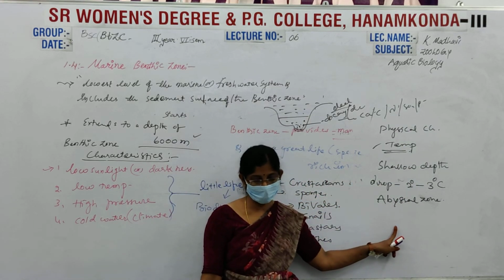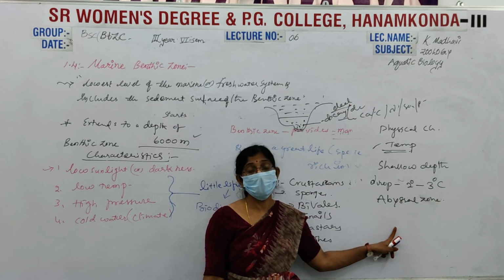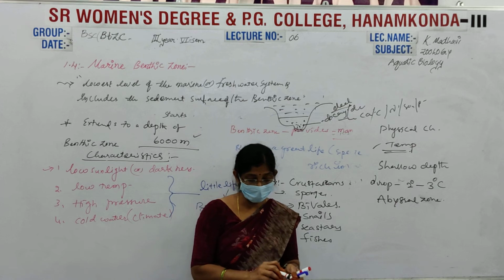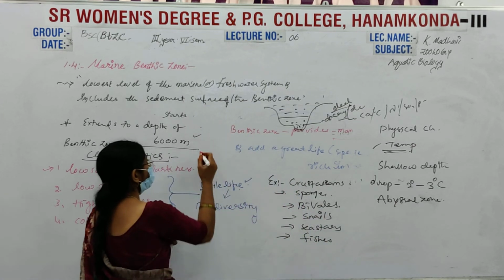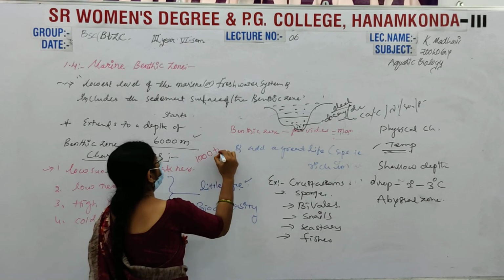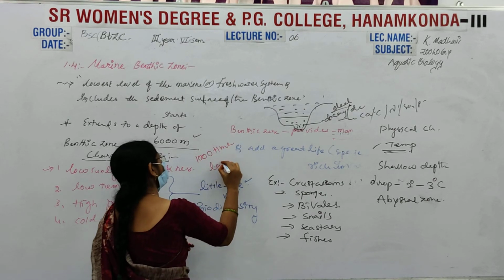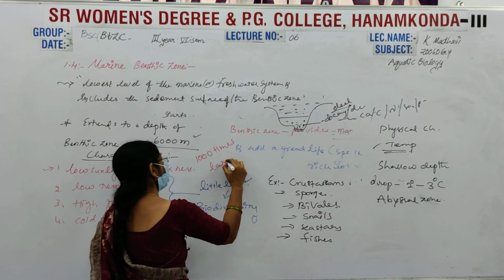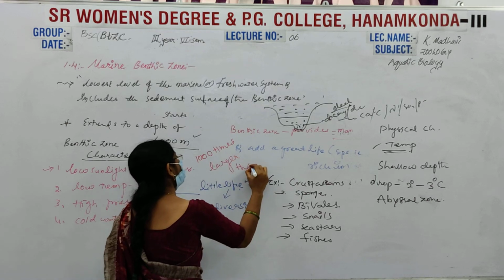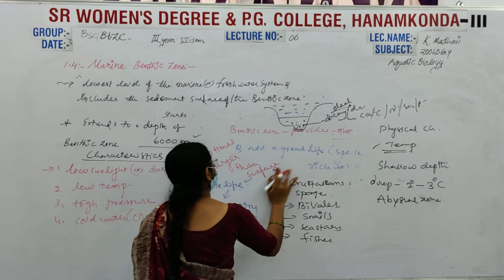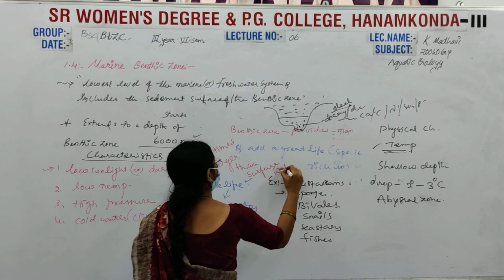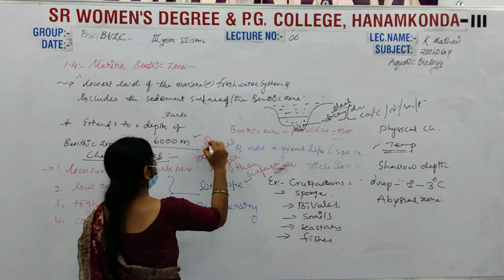And the pressure is 1000 times greater than in the surface waters. 1000 times larger than surface water. This is another characteristic: pressure.